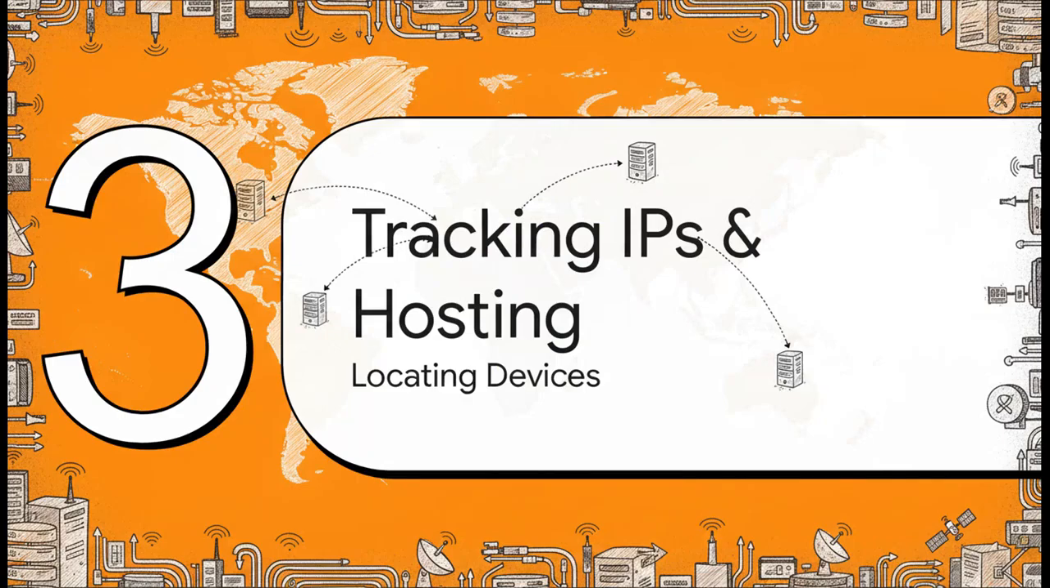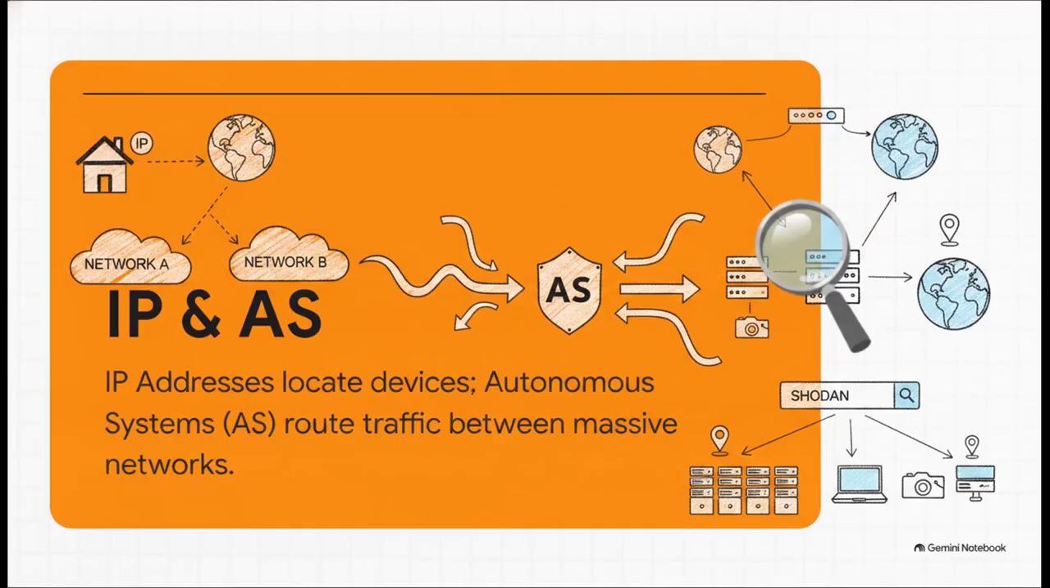Which brings us to Section 3, tracking IPs and hosting. Okay, so an IP address is essentially the specific street address of a device on the internet. But to actually route traffic between massive networks of these IPs, we use autonomous systems. Think of an autonomous system number, or ASN, as the identifier for a specific internet service provider. These systems talk to each other using BGP, or Border Gateway Protocol, advertising the absolute best paths for data to travel. By using tools like Shodan, which is basically a search engine for internet-connected devices, investigators can reveal the ASN an organization uses, figure out their physical locations, and even see exactly what communication ports they've left wide open.